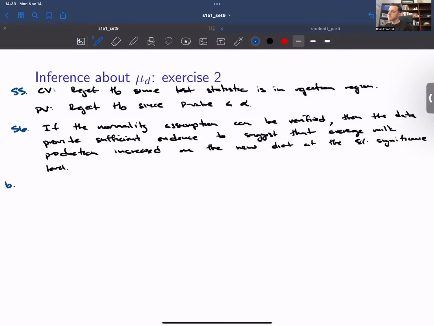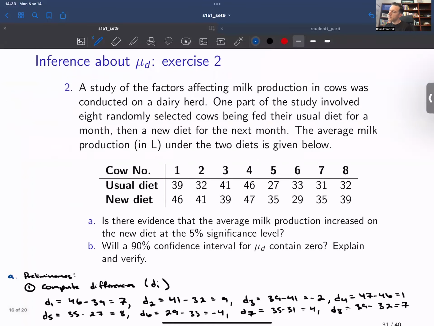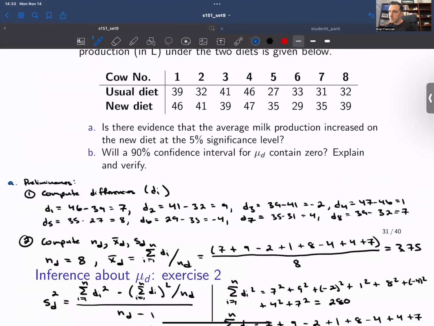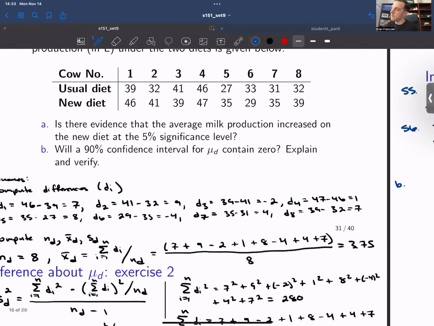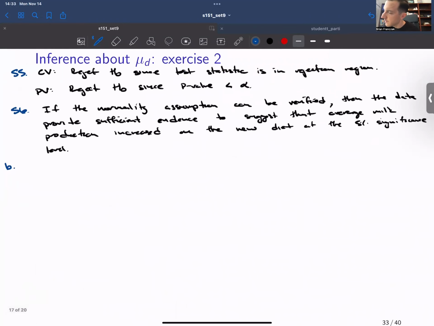Okay, part B asks, will a 90% confidence interval for mu d contain 0? Explain and verify. Okay, so first off, let's just make a couple of notes here. So if we're going to be doing an interval, we have to check the assumptions. I'm just going to write this out first. So here we can just simply say see part A, because they're the same set of assumptions.